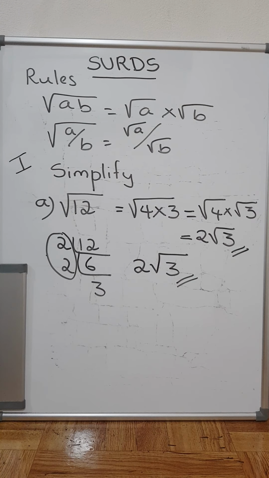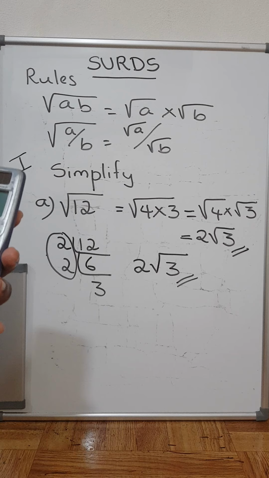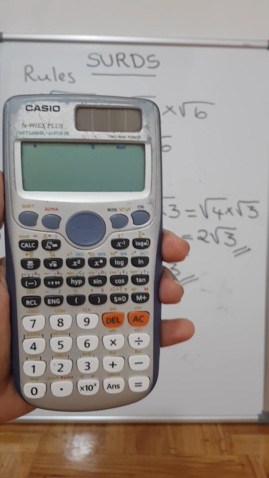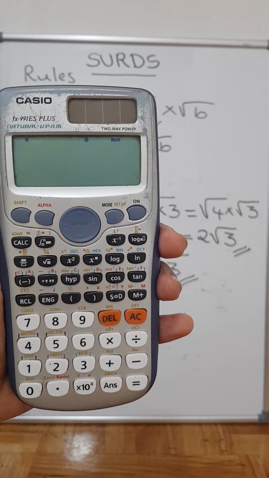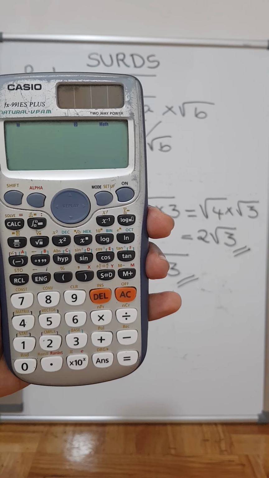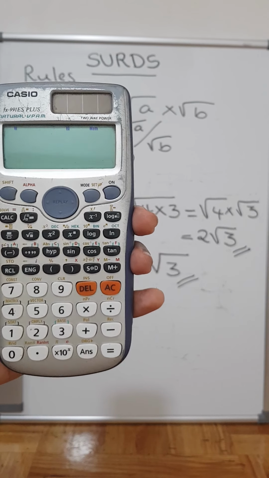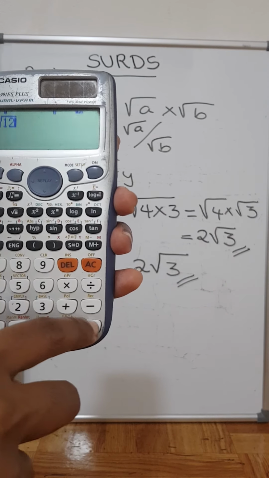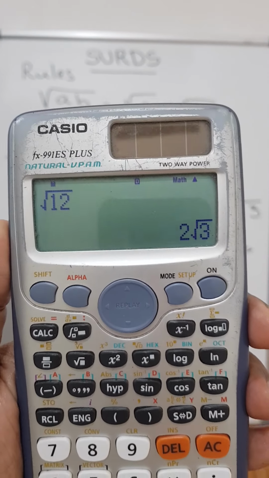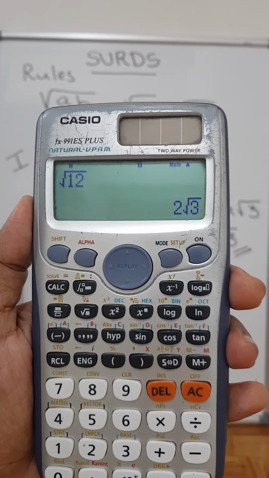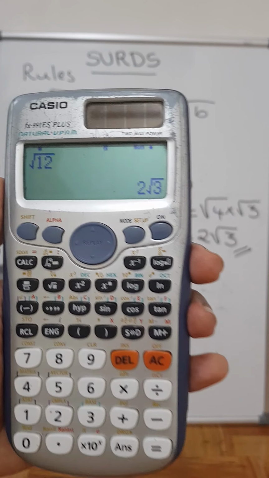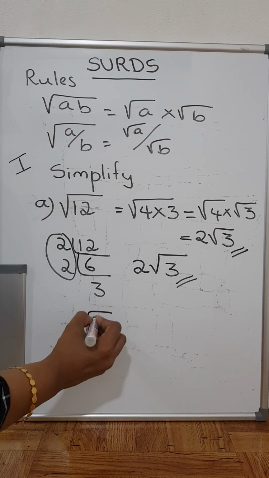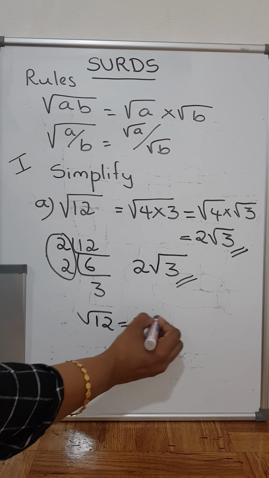Now you see, if you are using a calculator of this type, you don't need to do any work. You can directly input the quantities and get the answer. For example, square root of 12 equals. See, it directly gives you 2 root 3. So no need of any work. You can just write square root of 12 is equal to 2 root 3.